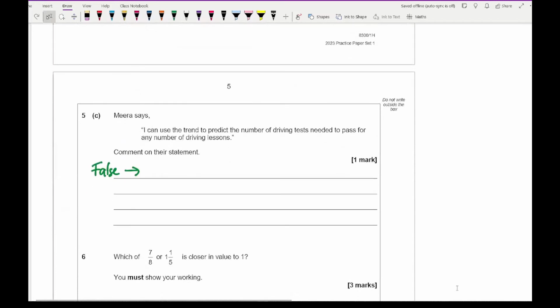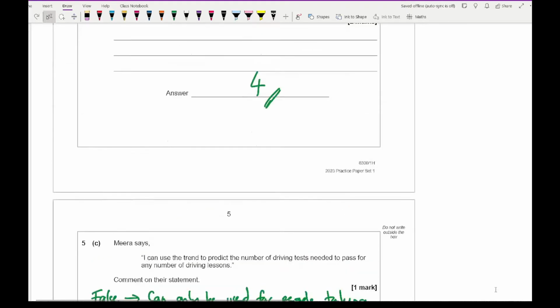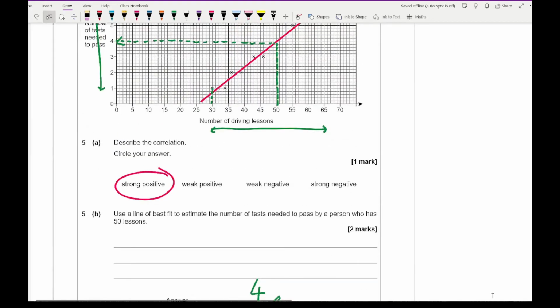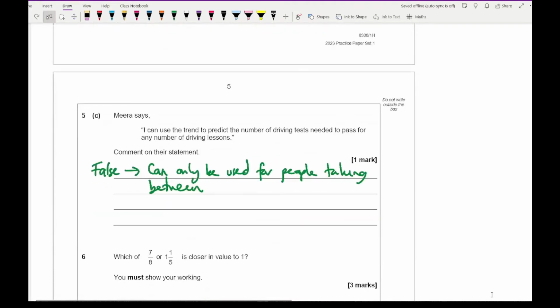So let me just write that as a statement. So false, can only be used for people taking between 30 to 65 lessons. Another statement you could say is that we don't know if the line of best fit continues, so it could stop.